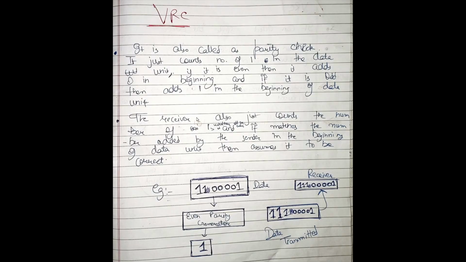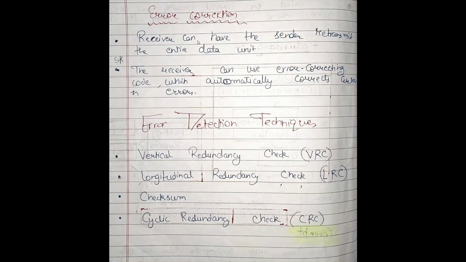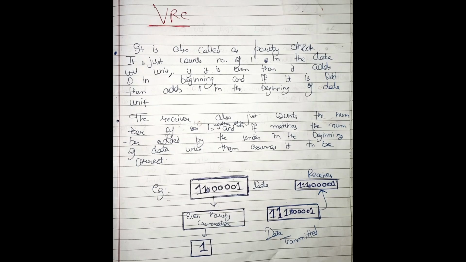Okay, so moving to the first one, that is VRC, vertical redundancy check. It is also called a parity check. It just counts the number of 1s in the data unit. If it is even, then it adds 0 in the beginning, and if it is odd, then it adds 1 in the beginning of the data unit.